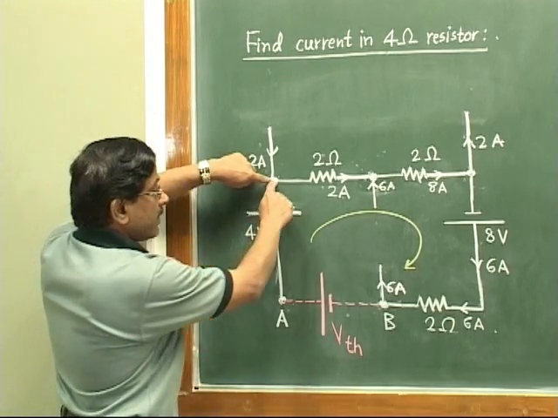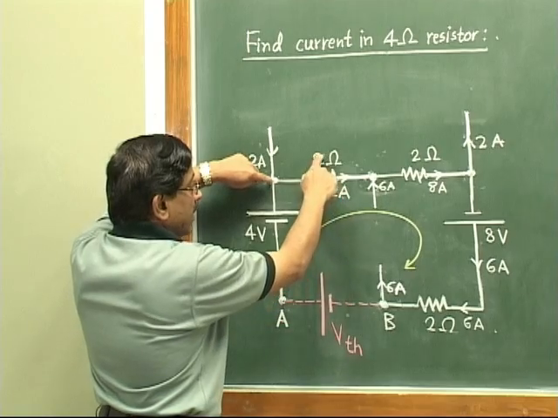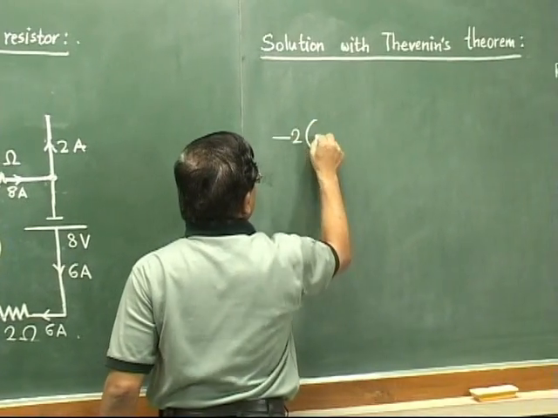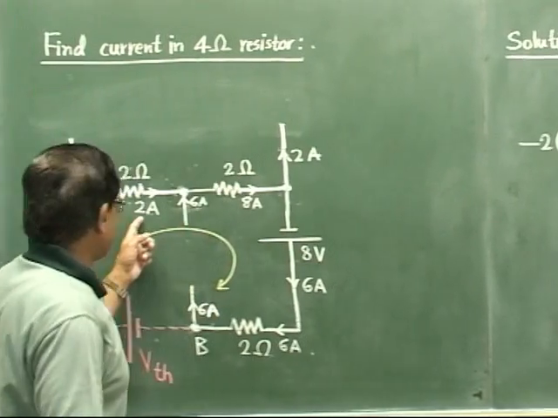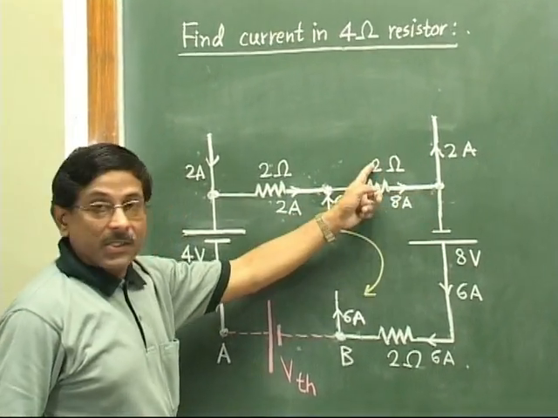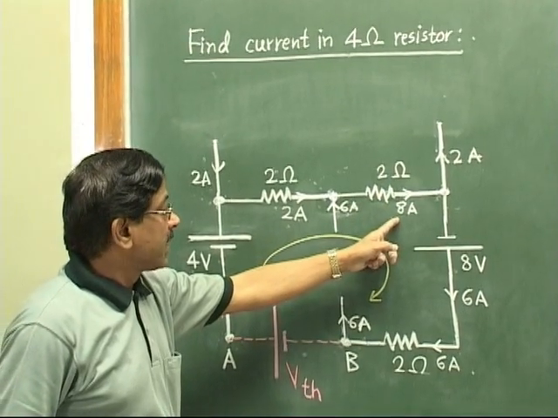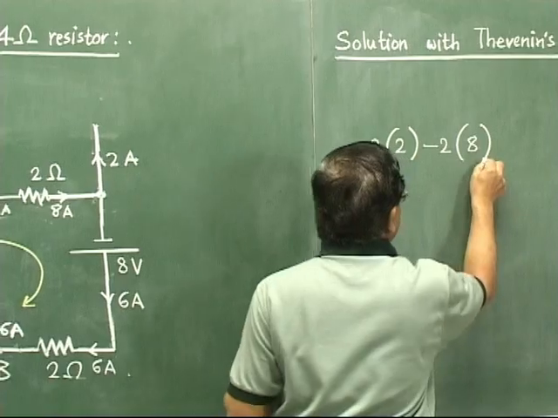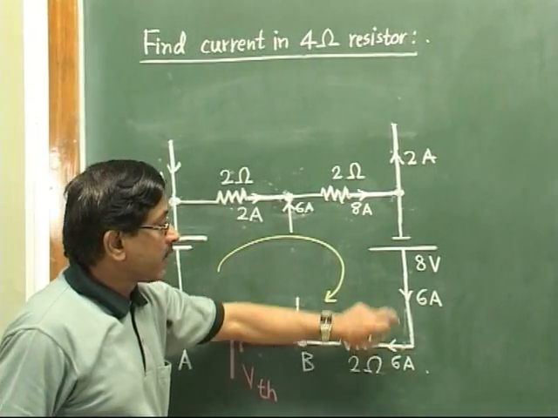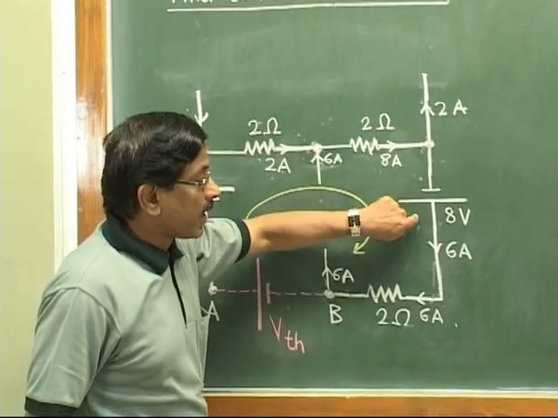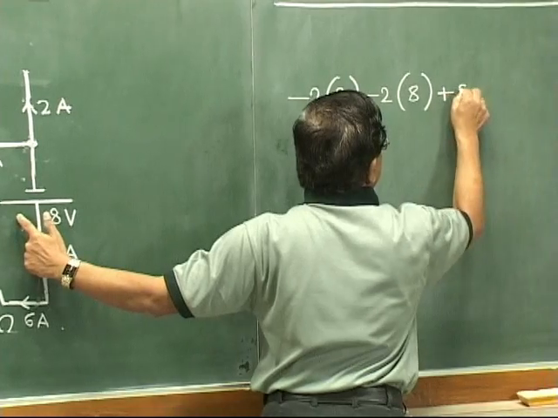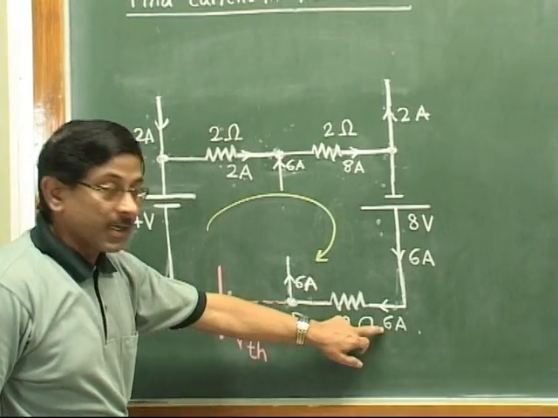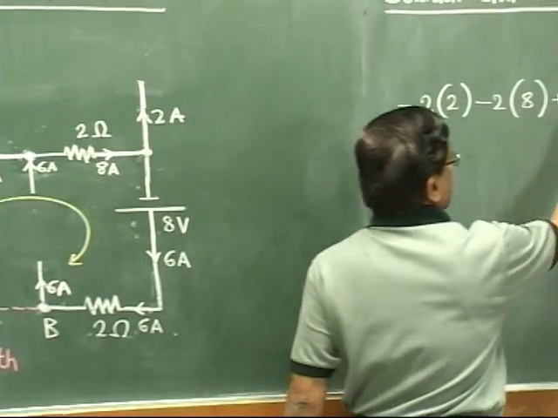Starting from this point, this to this, it will be minus 2 times 2 ampere, so minus 2 into 2, because the current is known here. Then from this to this, resistance is 2 ohm, current is 8 ampere, but it is a drop, so minus 2 times 8. Then this to this, it will be jumping from negative to positive plate, so plus 8.